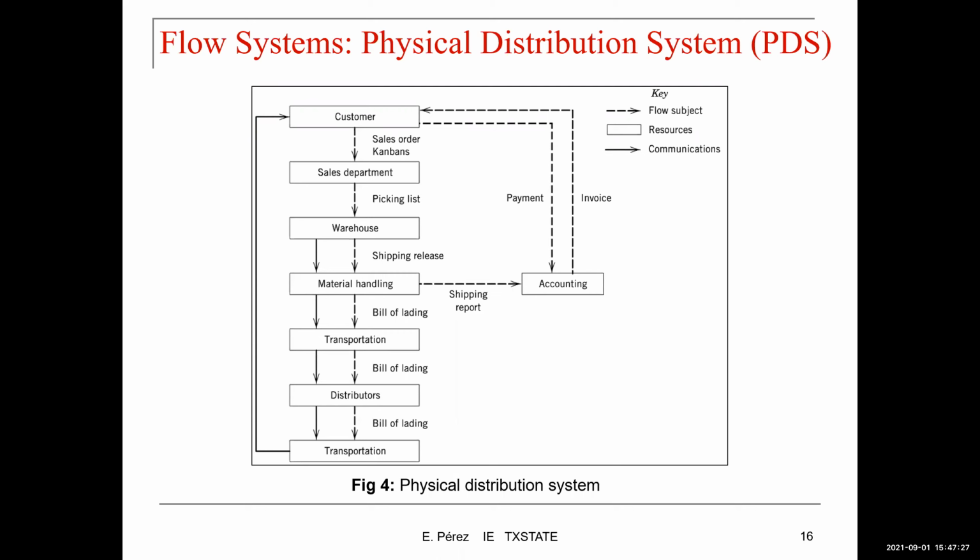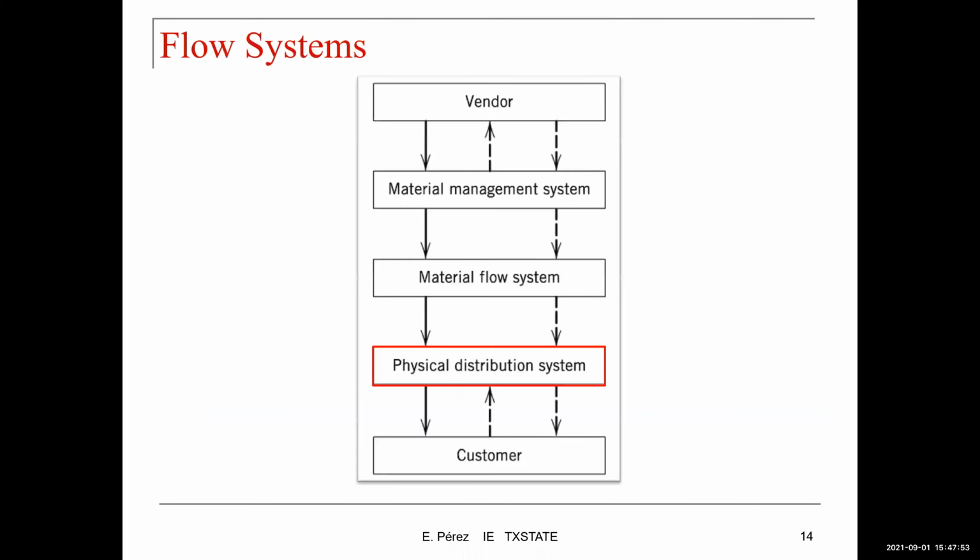Okay, so 3 major components. We start with the process at the beginning where we get the supplies that we need to process. Then we move to the manufacturing component. How do we process those supplies? Then we get the finalized product. How do we distribute that? Which is the physical distribution system. Okay, so going back here, we went through these 3 pieces of the process: material management system, material flow system, and physical distribution system, from vendor to the customer.